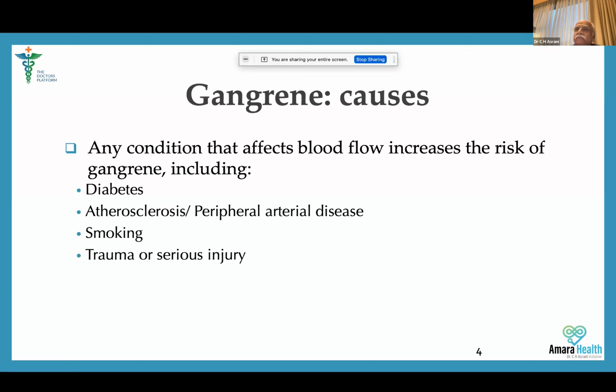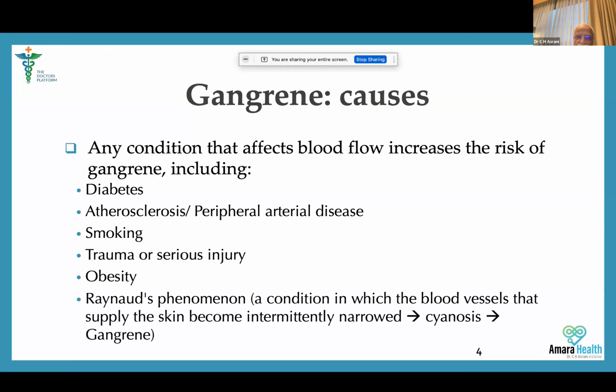Trauma or serious injury. Somebody meets a road traffic accident, has a crush injury on lower limb, that lower limb can get amputated because of gangrene. Obesity, very rarely, obesity may also cause lack of blood supply and gangrene. Raynaud's phenomena. We don't see it much, but it's a condition in which the superficial blood vessels become narrowed intermittently, leading to cyanosis and maybe gangrene.